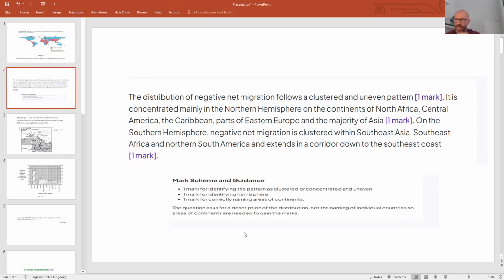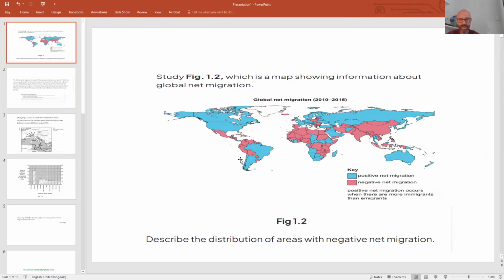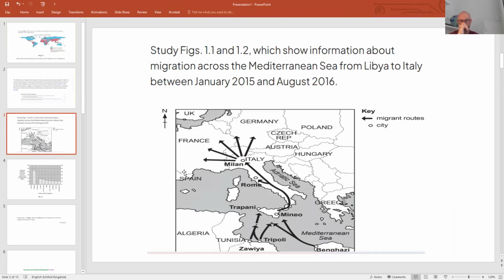Central America, that's your kind of Mexico. We see that in the news. The Caribbean islands and parts of Eastern Europe and the majority of Asia. Okay. In the southern hemisphere, negative net migration is concentrated in Southeast Asia, Southeast Africa, and northern South America. So this is what they call northern South America. This is southern Africa. This is Southeast Asia. Okay, below the equator. So that's fairly doable.